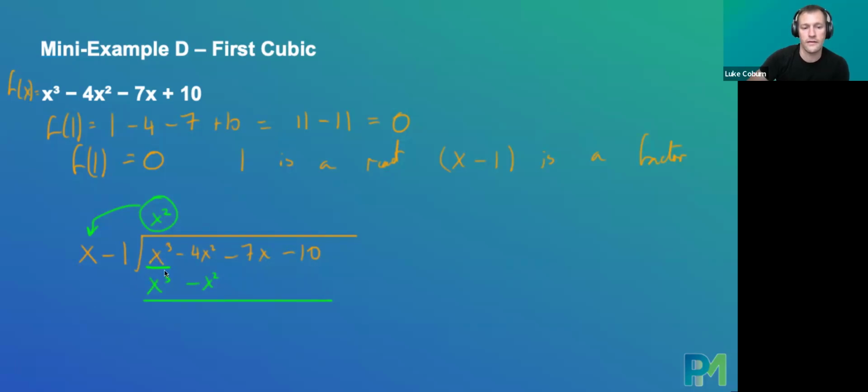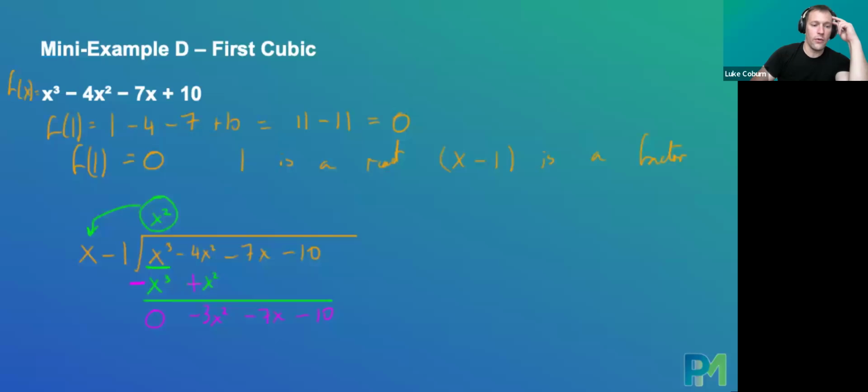So I'm going to subtract this line here from that line. If I'm going to subtract, that would mean changing the signs of these two, right? So that becomes 0 here. And then this becomes minus 4x squared plus x squared. This becomes minus 3x squared. And then I'm just going to carry down the other two.